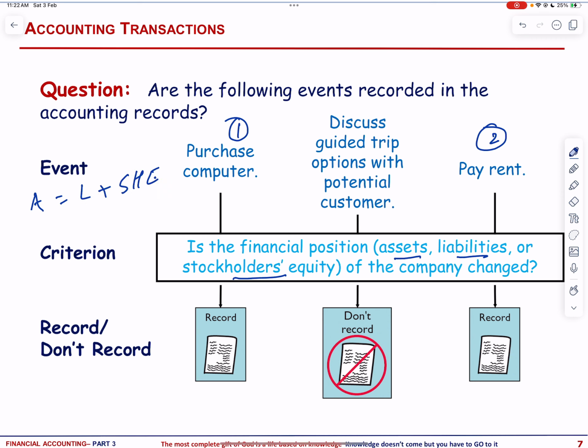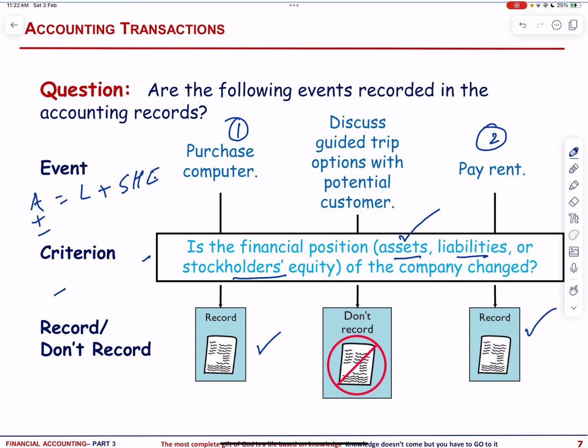So we are purchasing the computer. Assets in the form of the computer are increasing and the cash is decreasing. So it is affecting the assets and we have to record that. Payment of rent means cash is going to decrease and the expense will decrease the profit and the stockholders' equity. So that's why this transaction on payment of rent will also be recorded. You can see it as we have done over here.